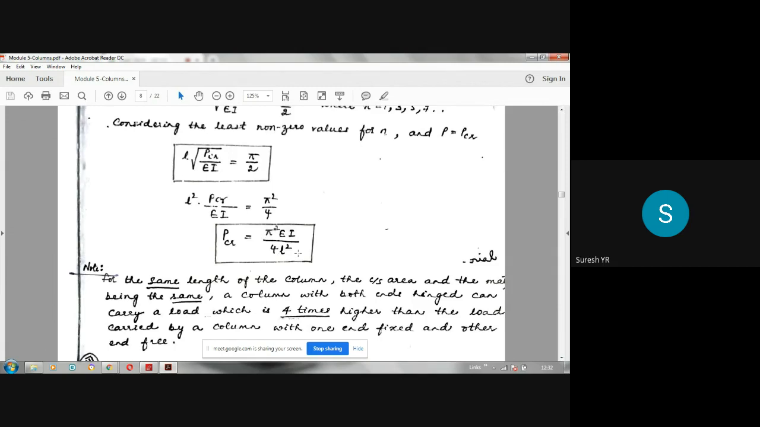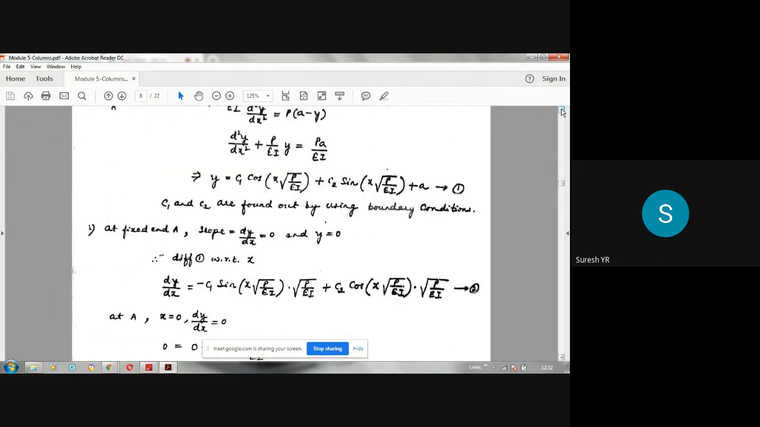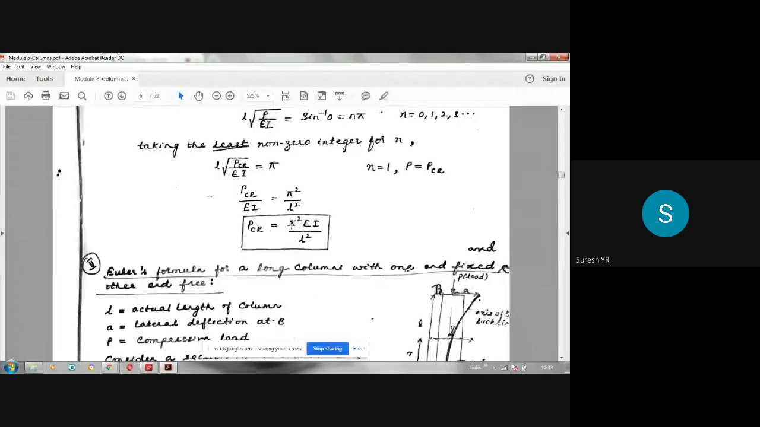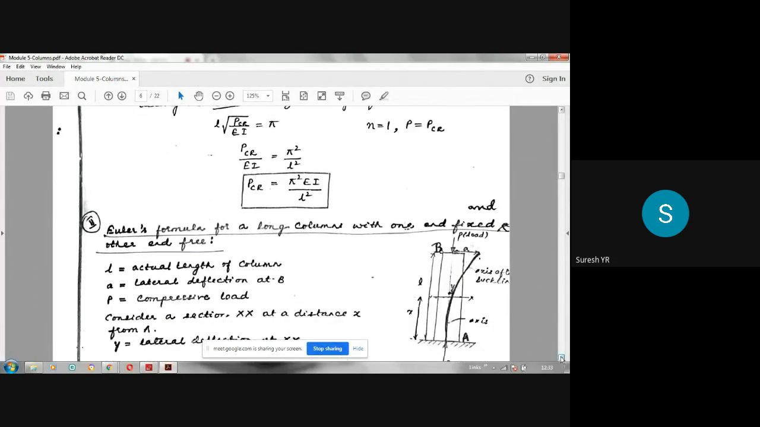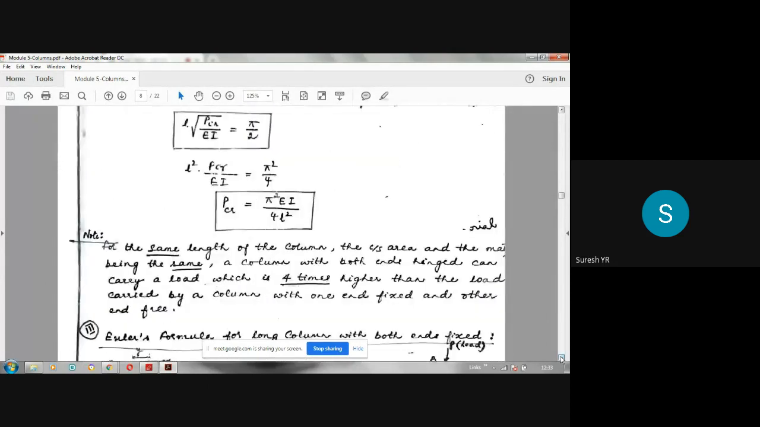So this is the Euler's crippling load when one end is fixed and the other end is free. Let us see what is the difference between this and the earlier one. The first derivation we did was for both ends hinged. In that case, the formula was pi square EI by L square, whereas in the case of one end fixed and one end free, it is pi square EI by 4L square. There it was L square; here in the denominator we are getting 4L square.